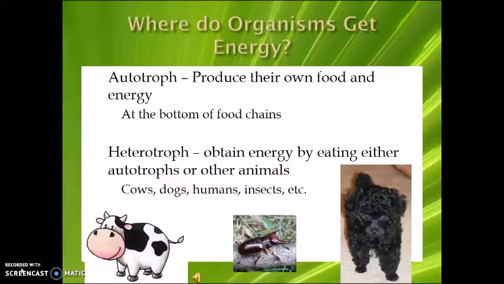The other group of organisms are the heterotrophs. Hetero meaning different, troph meaning to eat. So they have to eat different things. They cannot make their own food. They have to either eat plants who made food, so autotrophs, or they have to eat other animals who have fed on plants at some point.